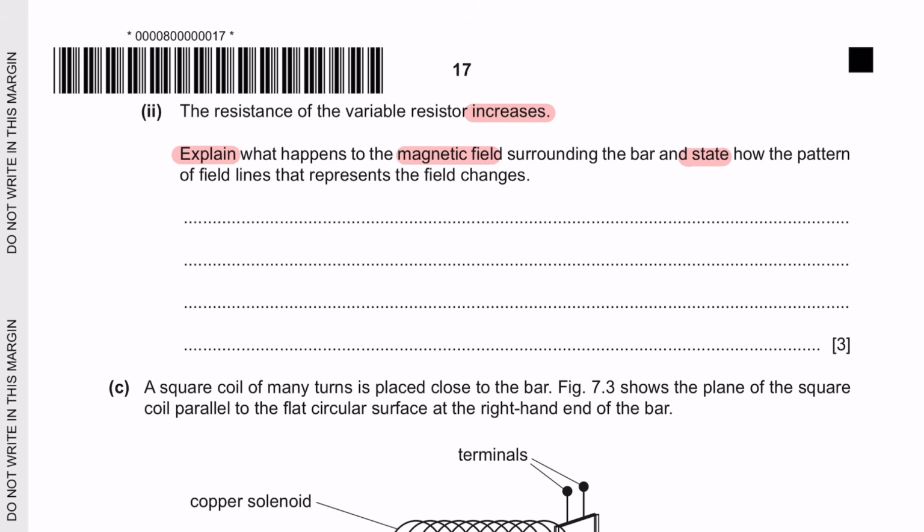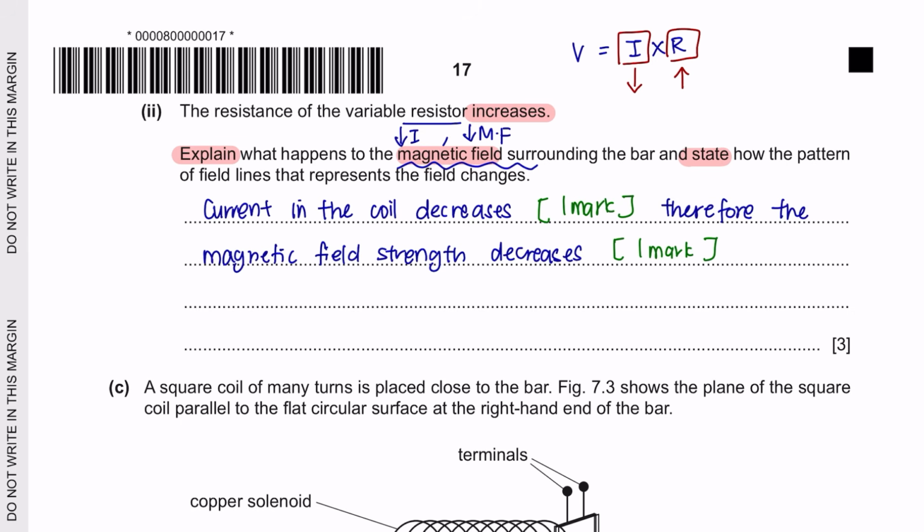According to Ohm's law, resistance and current are inversely proportional. It means that if resistance increases, then your current will decrease. And the flow of current can affect the magnetic field strength. The lower the current, the lower the magnetic field strength. Now we're going to have to state how the pattern of field lines that represent the field changes.